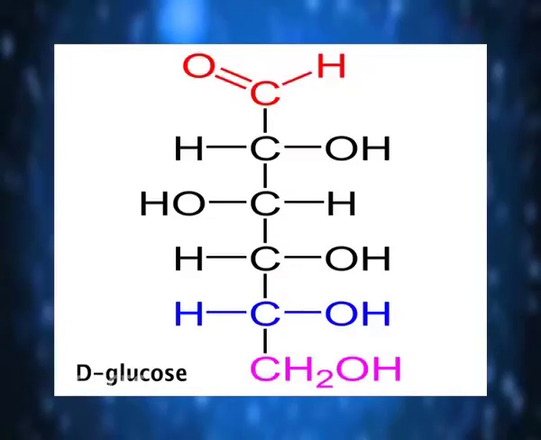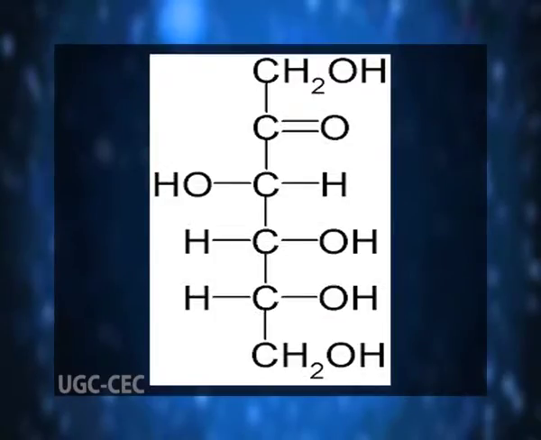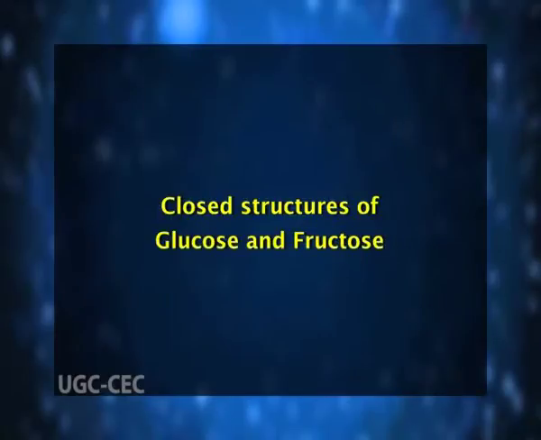D-glucose is the aldohexose because it contains an aldehyde group CHO at the top first carbon, that is at position 1, and is a monosaccharide with 6 carbon units in total, thus is a hexose. D-fructose, on the other hand, is a ketohexose because it contains a ketone group C double bond O and is a monosaccharide with 6 carbon units in total, thus is a hexose. Closed structure of glucose and fructose.